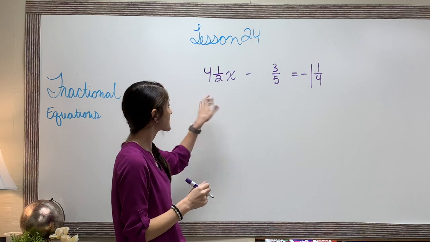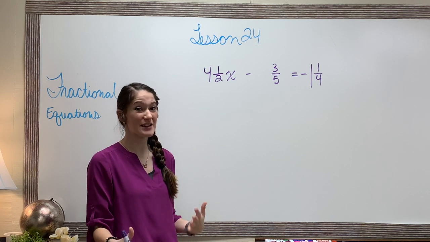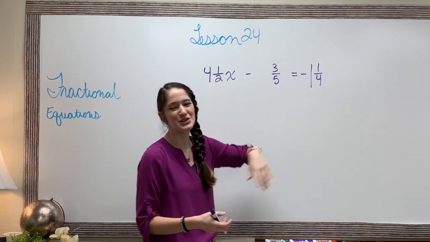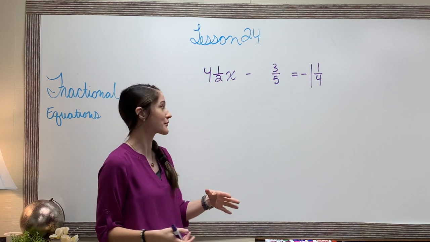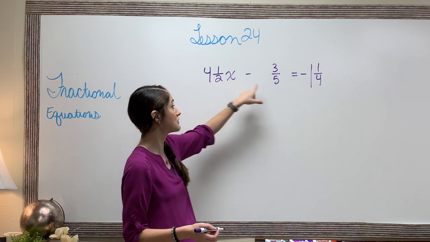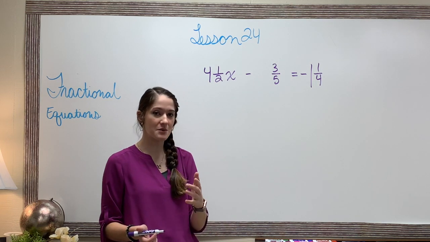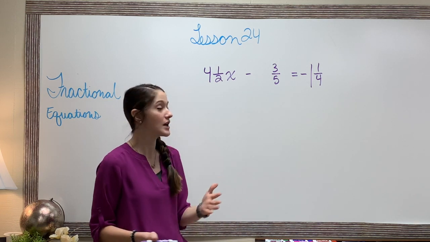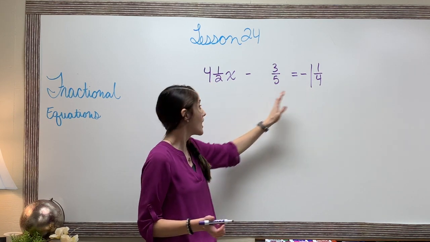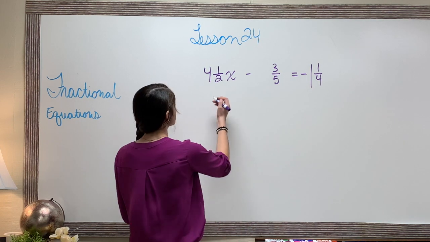Okay, so here's our first practice problem. First step that I see is, sadly, we're no longer in 7th grade math, so we need to make these two mixed numbers into improper fractions. And I'm also seeing that we have denominators of 2, 5, and 4. And looking at the 5 and the 4, I know that the least common denominator is going to be 20. So once I am done changing these two to improper fractions, I'm going to multiply all three parts by 20.